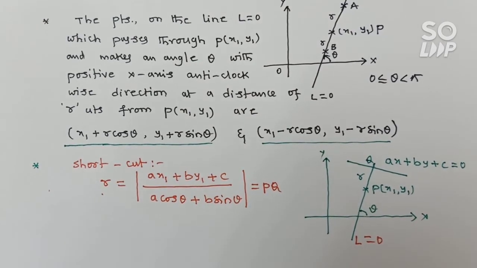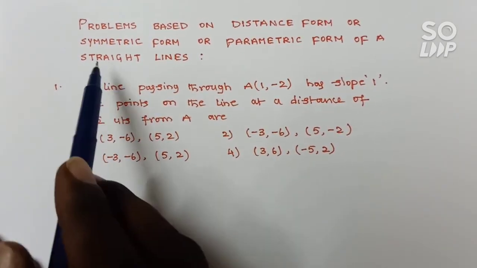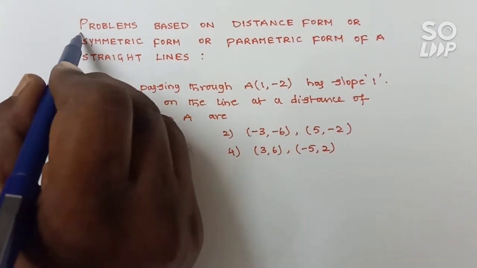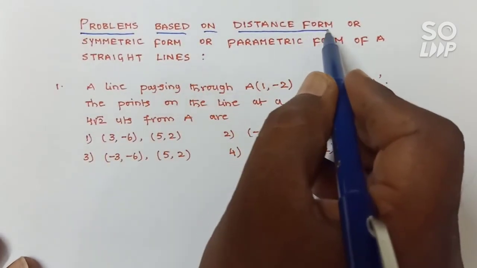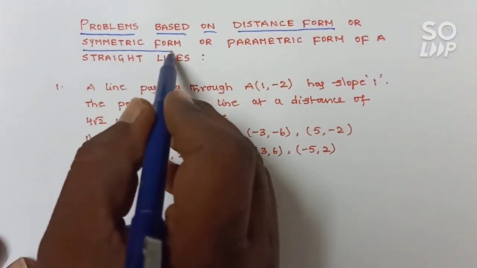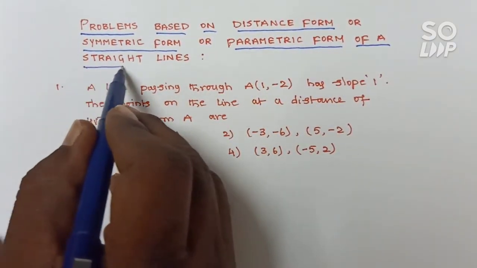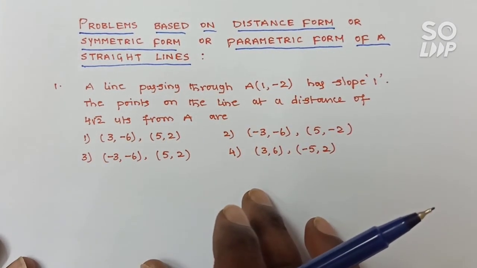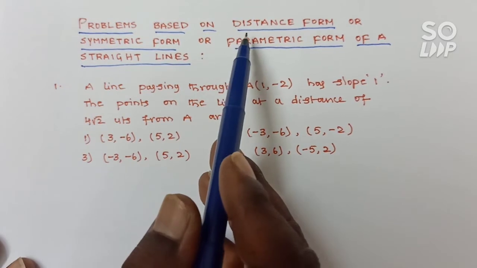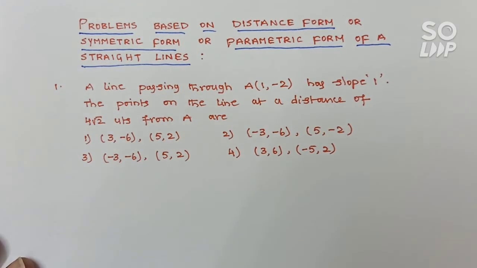Now we will see problems related to this. See the first problem. The problems based on distance form, symmetric form or parametric form of a straight line. This is the side heading. That means the problems are related to the above concept: distance form, symmetric form or parametric form of a straight line.